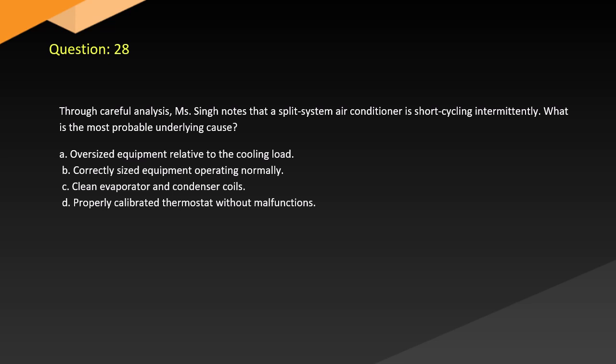Question 28. Through careful analysis, Ising notes that a split system air conditioner is short cycling intermittently. What is the most probable underlying cause? A. Oversized equipment relative to the cooling load. B. Correctly sized equipment operating normally. C. Clean evaporator and condenser coils. D. Properly calibrated thermostat without malfunctions.